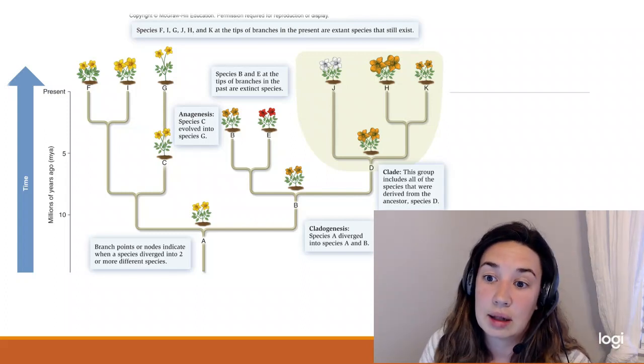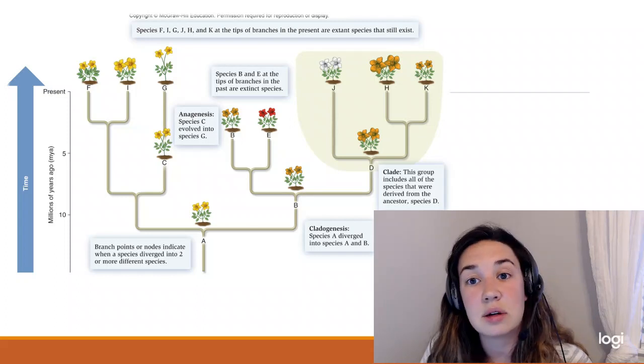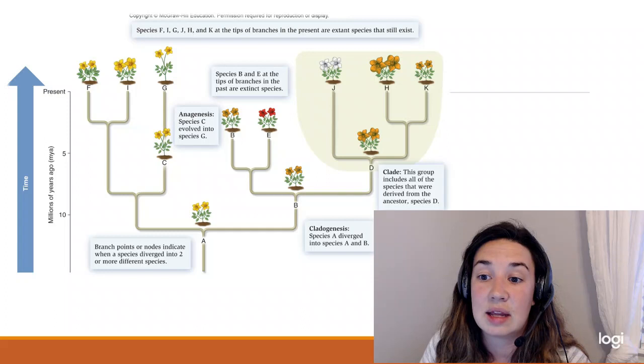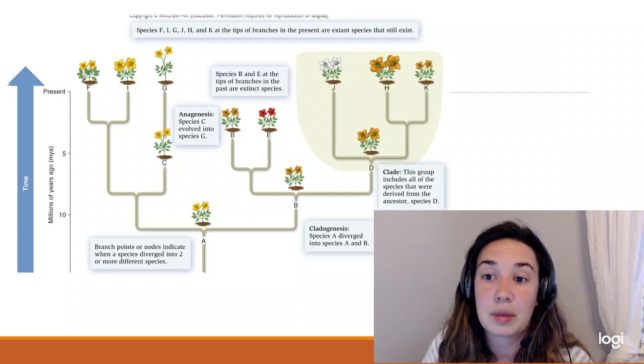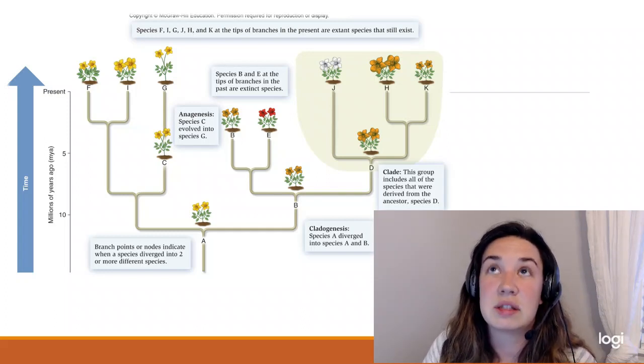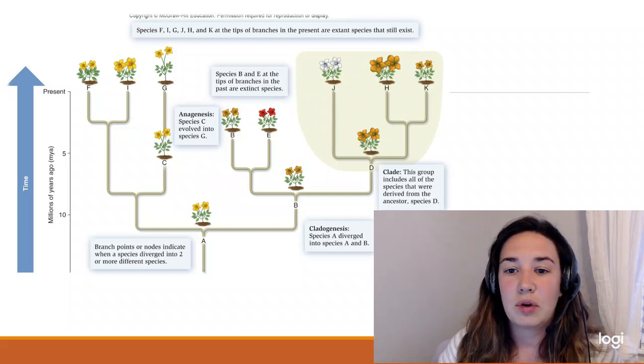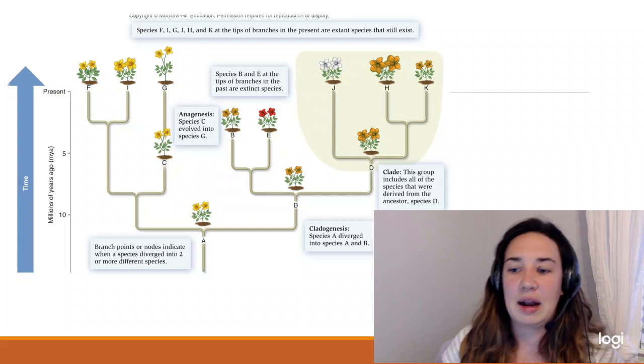would call a clade, because it has the ancestor for that specific group and all of the descendants that it derived from, or all of the descendants that derived from the ancestors. Pardon me. Let's go back onto the left side of the diagram here.